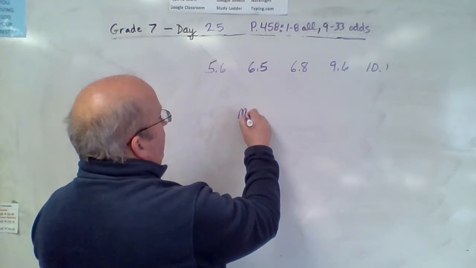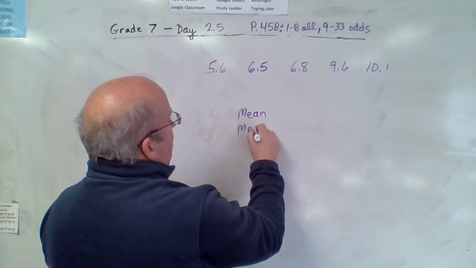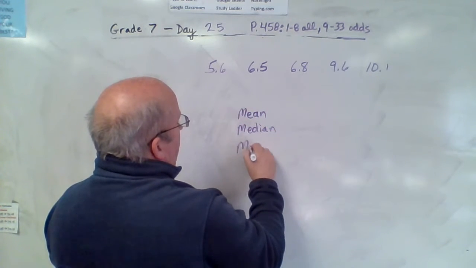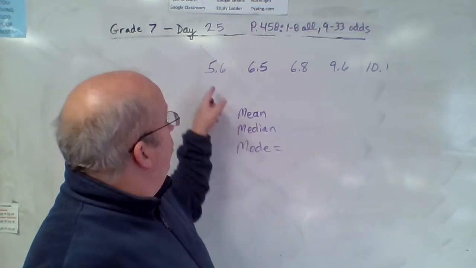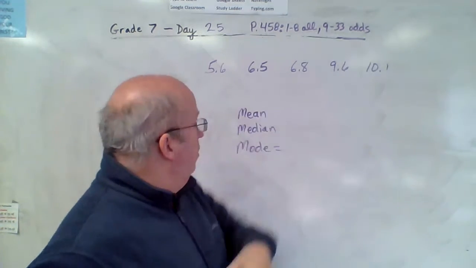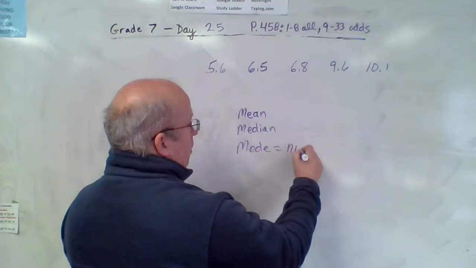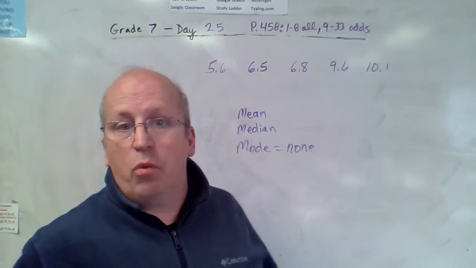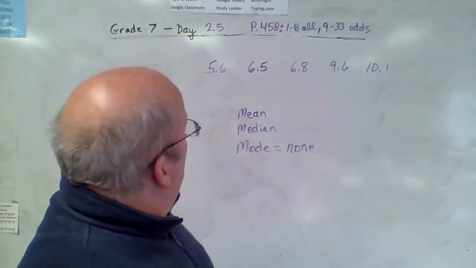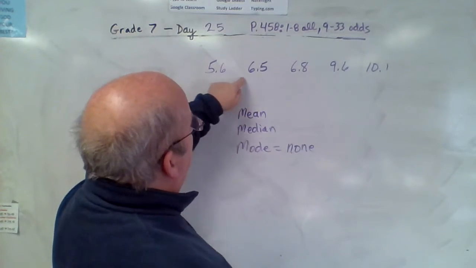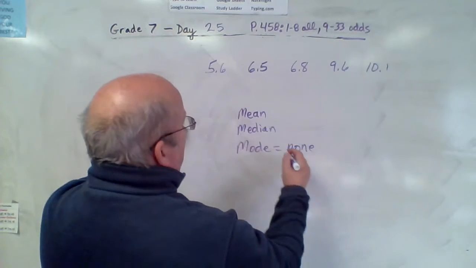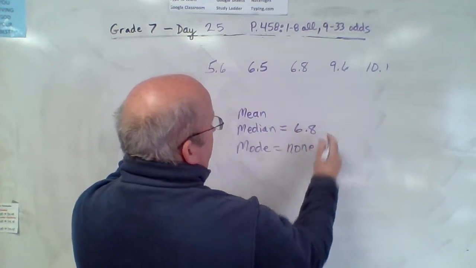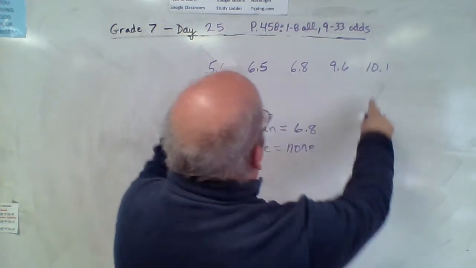I'm supposed to find the mean, the median, and the mode according to the direction. I'm going to start with the mode because that's the easiest one. Which number appears most often? There isn't one. They all appear just one time. It's kind of neat. They put the numbers in order already for us. So what's the middle number in this set of data? That's pretty easy. It's 6.8. It's right in the middle.